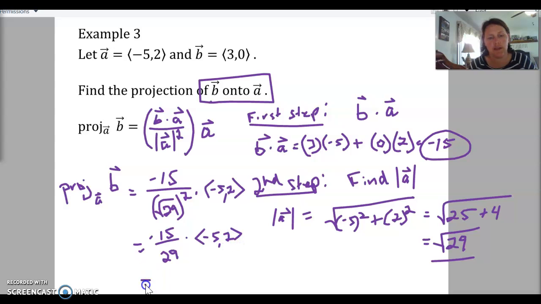And so my final answer is going to be 75. So negative 15 times 5 is 75 over 29. And remember, this is a vector. And then 2 times negative 15 is going to be negative 30 over 29. And that's my final answer for our projection of B onto A. So when we're finding a projection, we are going to end up with an answer that is in component form of a vector.